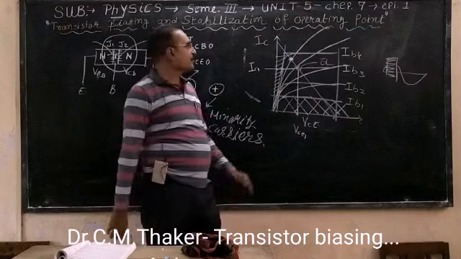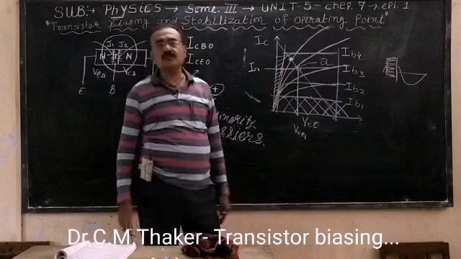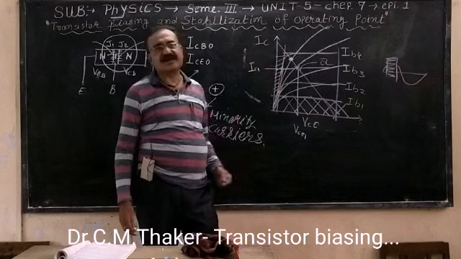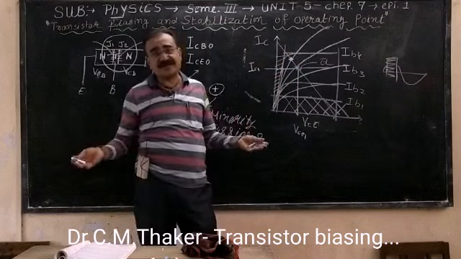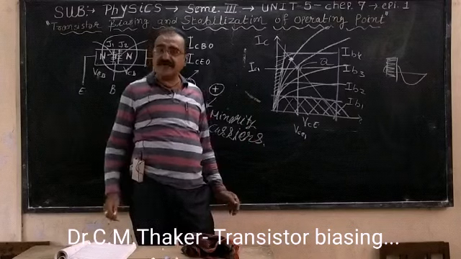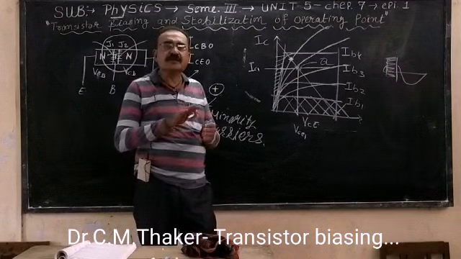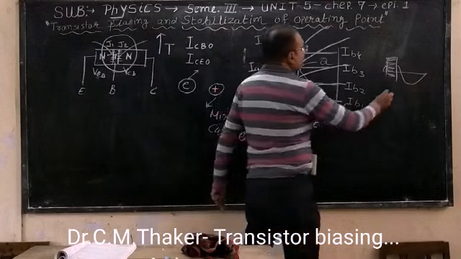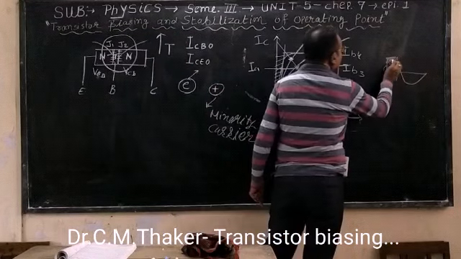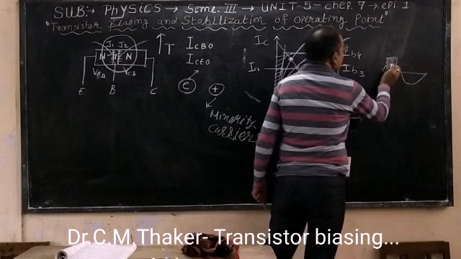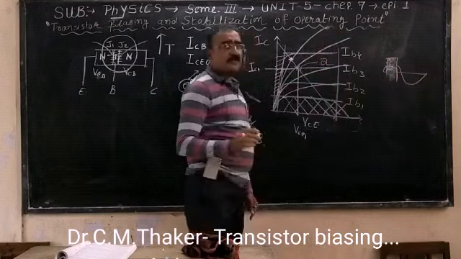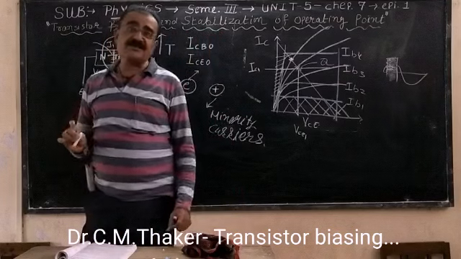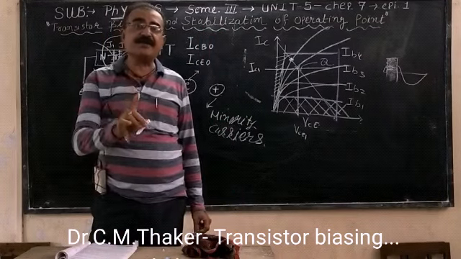Because your operating point shifted to the saturation region, and we are not operating the transistor in the saturation region, and the signal cannot pass through the saturation region, and that's why this will be clipped. So clipping will take place. That means you are not getting faithful amplification of the transistor as an amplifier.